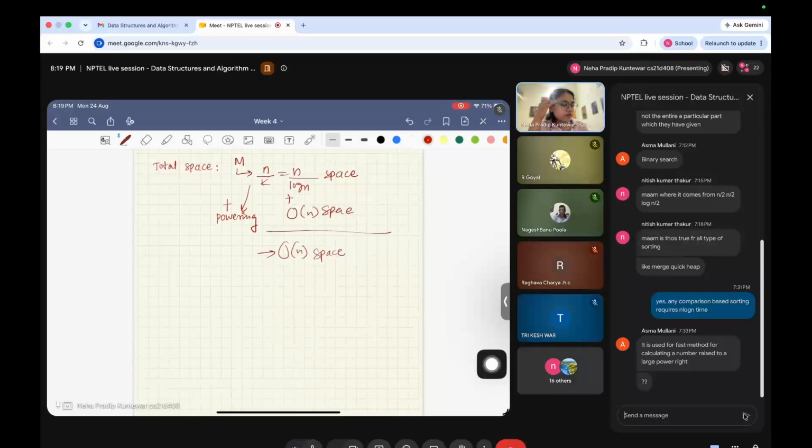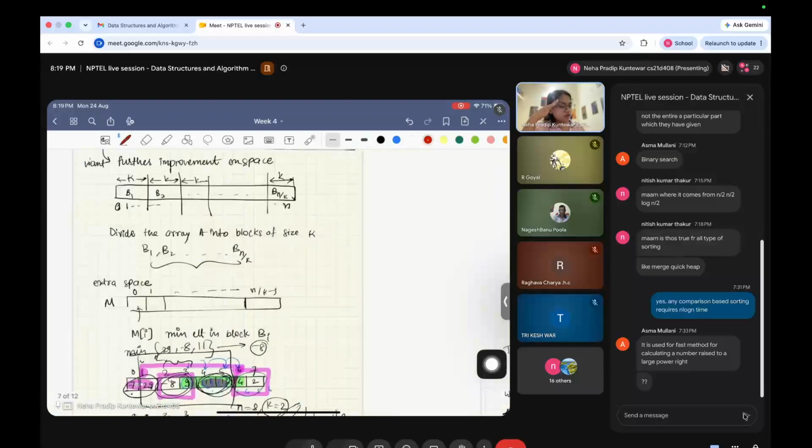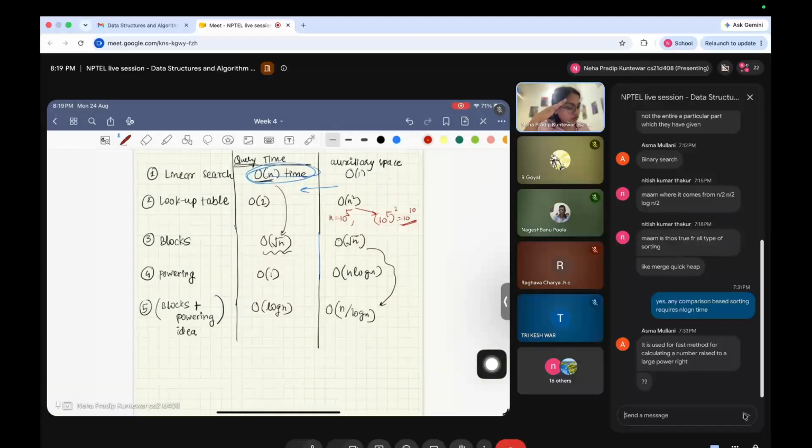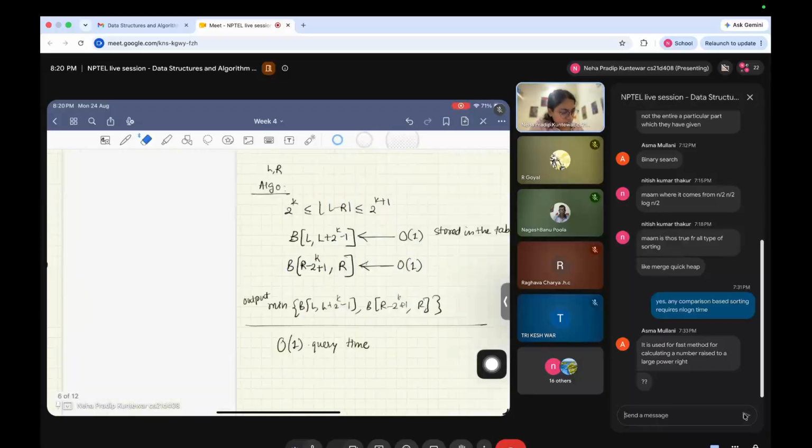In terms of time, we ended up spending order k for L and R separately, plus order 1 for finding the minimum of the block. So this is still order log n, because k was chosen to be log n. So time is order log n, but space is order n. Is the overall algorithm clear, or are there any questions about the algorithm?